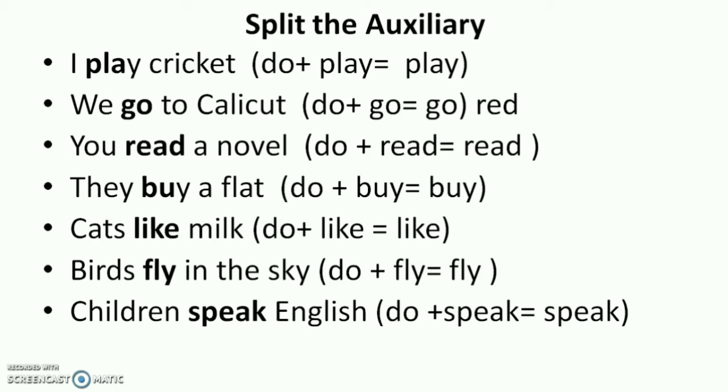Then, we go to Calicut. That go is do plus go. That is go. So, you read a novel. That means do plus read becomes read in the sentence. In the verb read there, there is an auxiliary, that is do. They buy a flat. That buy is along with do in the sentence. So do plus buy becomes buy.